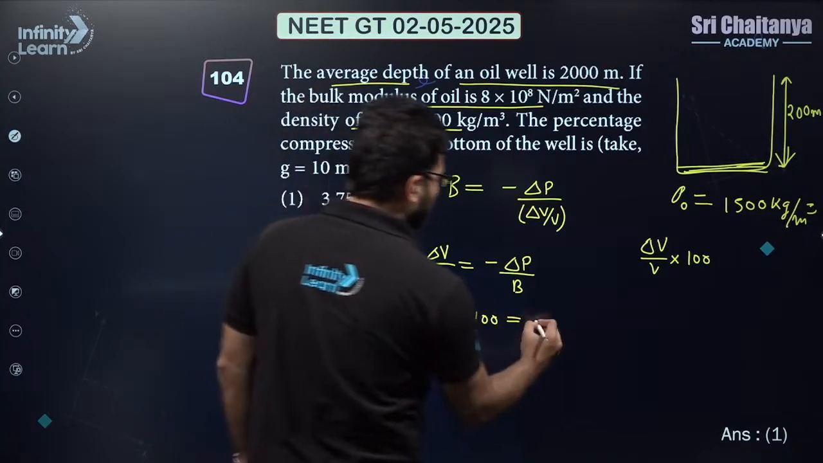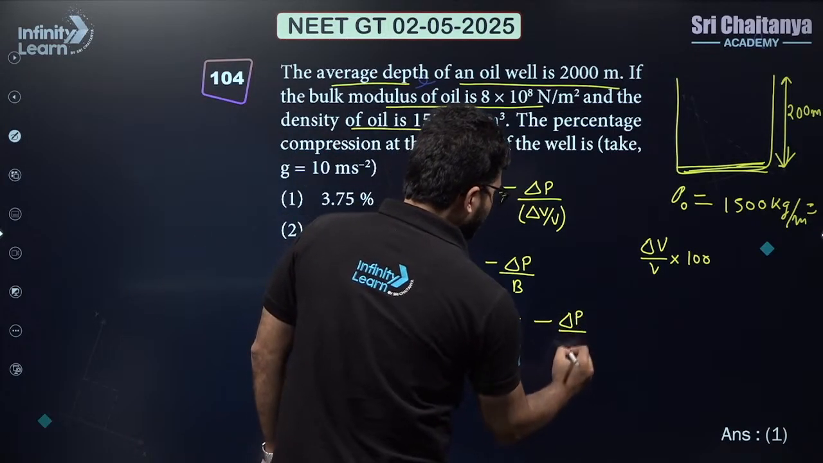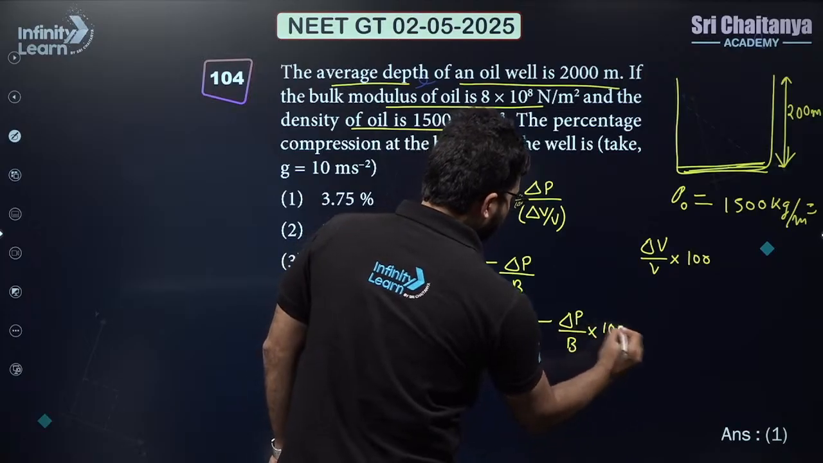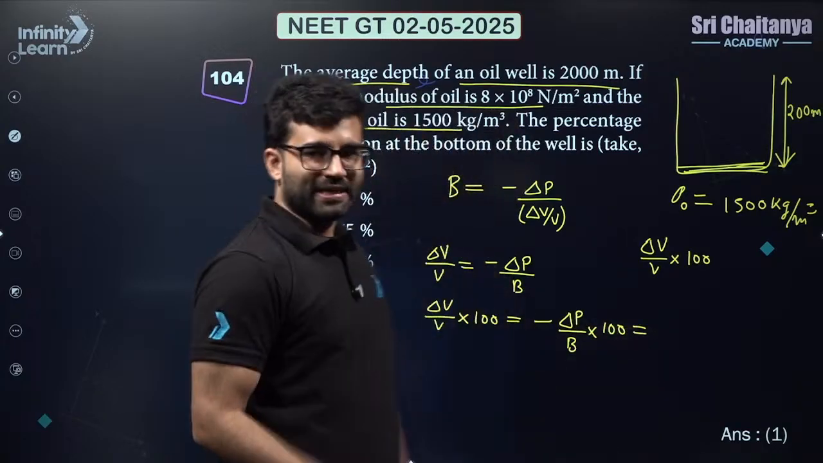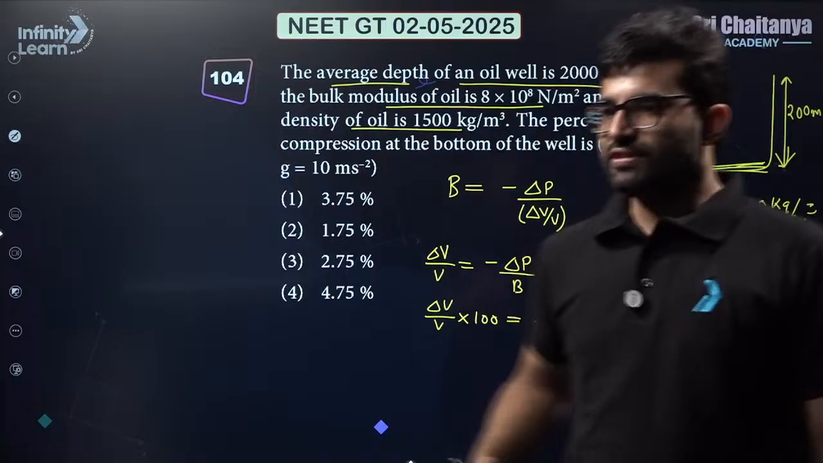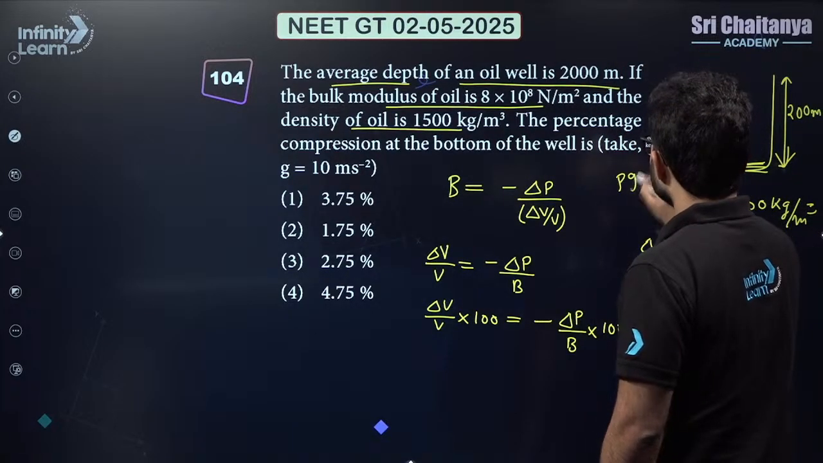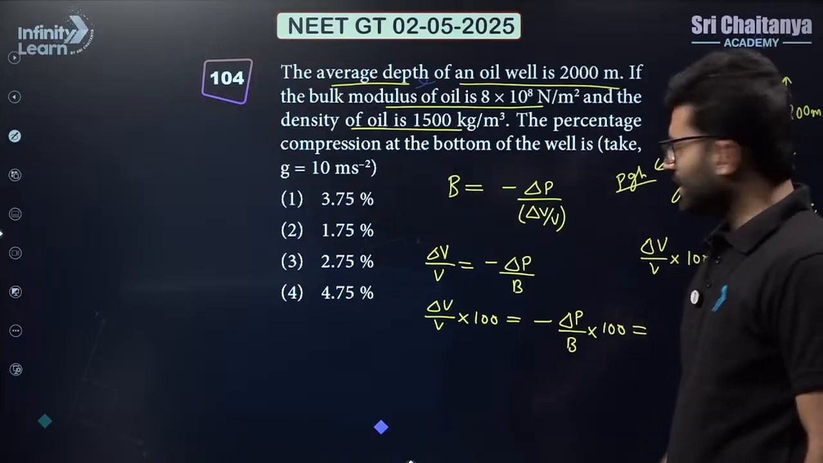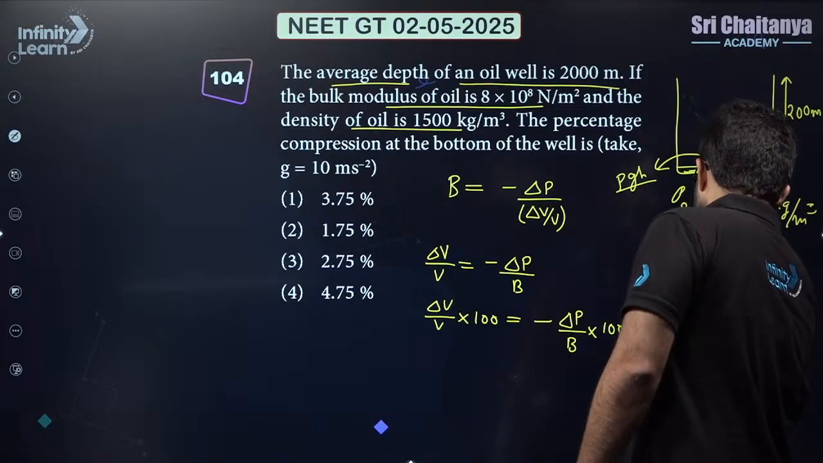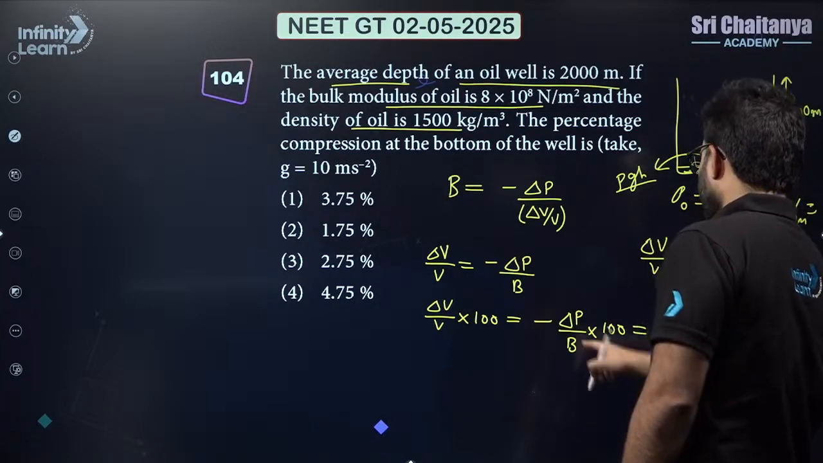So that would be equal to minus delta P divided by B multiplied by 100, right? So what is delta P? Delta P is basically the pressure change, that is the rho GH, right? So what is the pressure here? What is the gauge pressure here? Rho GH, right? So rho GH divided by B.